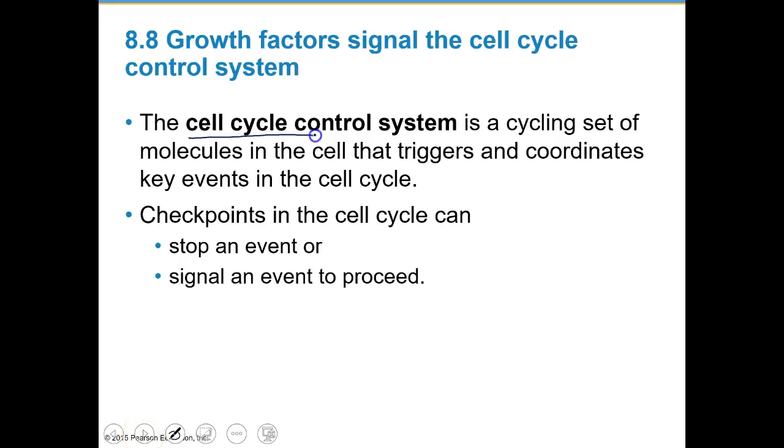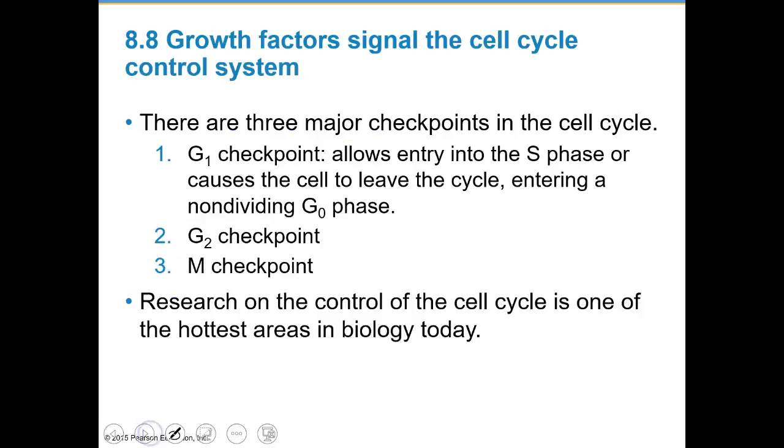So the cell cycle control system is a cycling set of molecules in the cell that triggers and coordinates key events in the cell cycle. Okay? It tells us that we need to follow these rules. There's very specific rules. There aren't many, but there are enough that have to be followed. So we've got some chemicals that help make sure this happens. So there are checkpoints in the cell cycle that can stop an event or signal an event to proceed. So we got a couple of checkpoints.